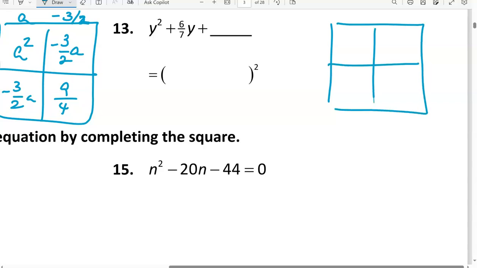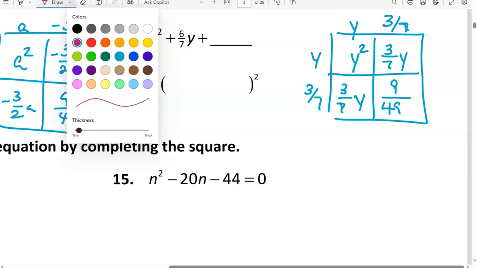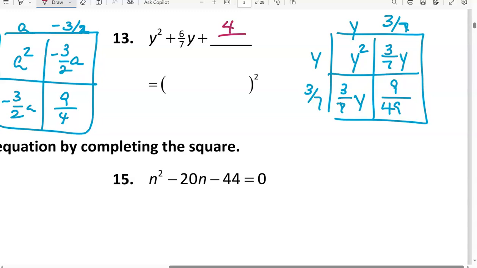For the next trinomial, y squared is the first term, and dividing 6/7 into two equal pieces, that's 3/7 y in each box. And so our factors are y plus 3/7 and y plus 3/7. So 9/49 completes the square. So if we add 9/49, then this will factor into y plus 3/7 squared.